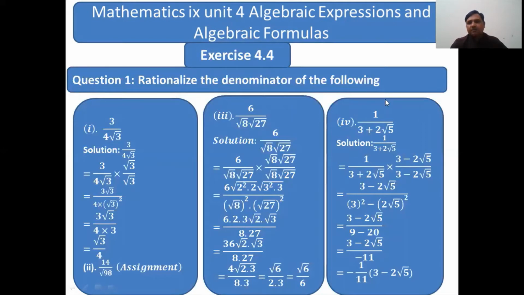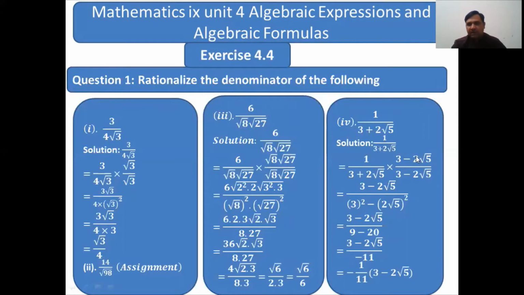Now part 4, 1 divided by 3 plus 2 square root of 5. To rationalize this, since this is a binomial surd, we have to multiply and divide with the conjugate of this to remove the binomial surd in the denominator. So we just multiply and divide with the conjugate of this binomial surd.